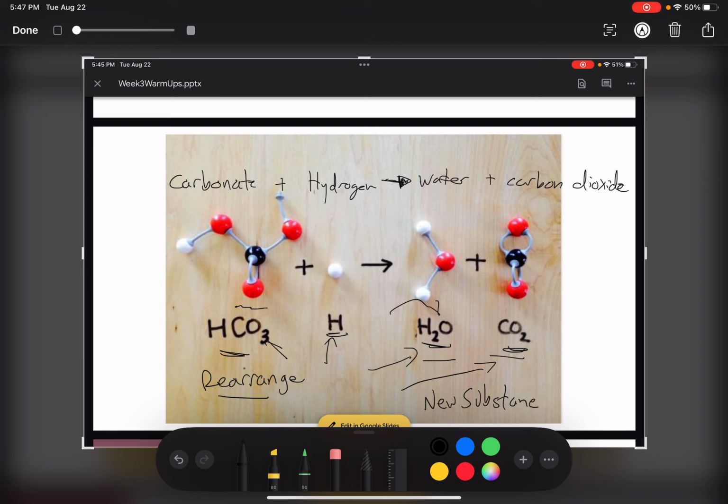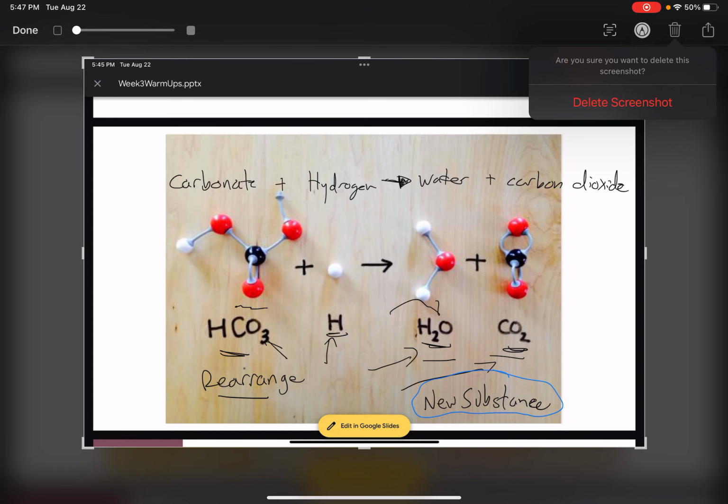Okay, so you're not going to have to really touch these right now. These are not that important for this point in time. But the idea is that as it goes through this change, this alteration, it is forming that new substance that is completely different from what it was.